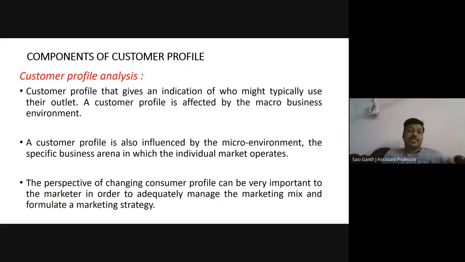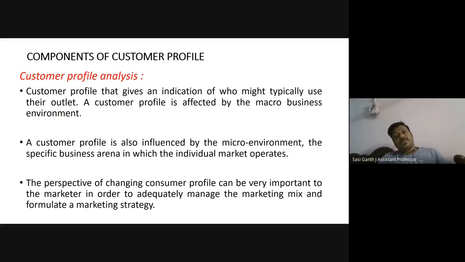Your customer profile is also influenced by the macro environment and a specific business. The perspective of changing customer profile can be very important to the marketer in order to adequately manage the marketing mix and formulate all your strategy accordingly. Yes, 100% they will change. If you are not providing a good product, they will change automatically.